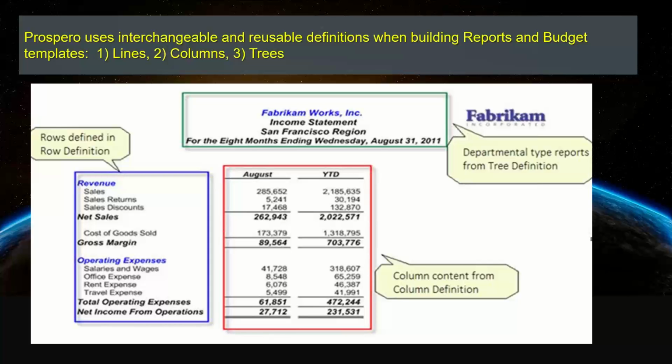And third and final building block after the row and column is the reporting tree there at the top, represented there in green, that I might use to slice and dice my reports or budgets by my entities, location, or departments.